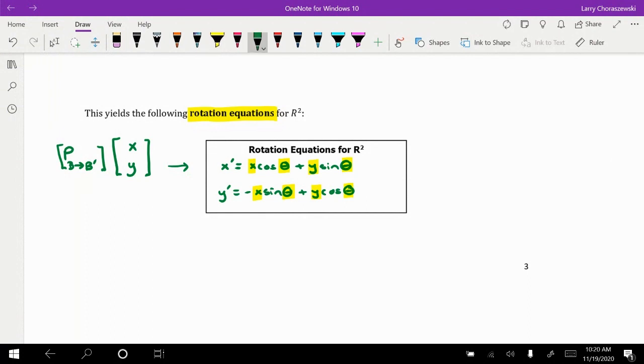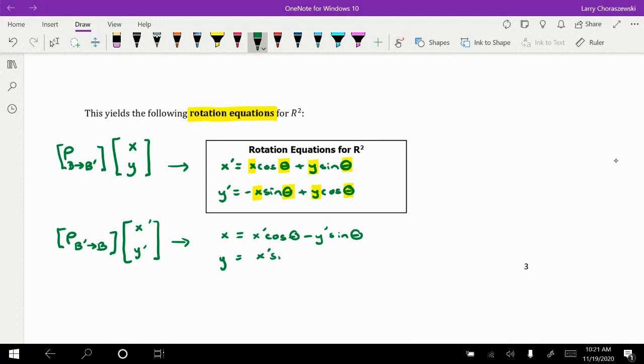There are formulas which help you go back from x prime, y prime coordinates to just normal x and y coordinates. And that would be found by taking the transition matrix going from B prime to B and multiplying that to the x prime, y prime coordinates. And what you end up getting is a formula for x based on x prime and y prime and theta. It goes x prime cosine theta minus y prime sine theta. And then the y coordinate would be x prime sine theta plus y prime cosine theta.